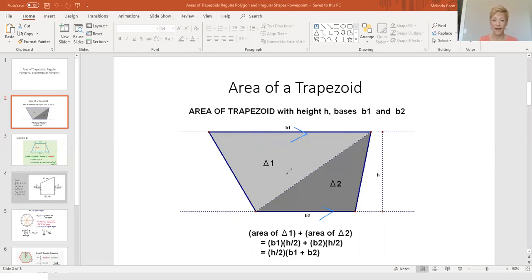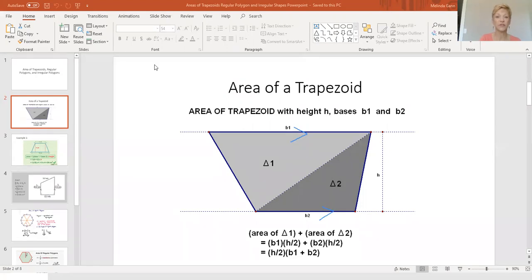So they did 1/2 base times height on this one and 1/2 base times height on that one, and they just added them. So the area of triangle 1 is 1/2 the first base times the height. Notation-wise, they just divided by 2 instead of multiplying by 1/2. Over here, they do 1/2 base times height, but this base is different from that base, and then they added them. Now remember in algebra when you would factor, they both have the same h and a 1/2, so they pull that out to get the formula.